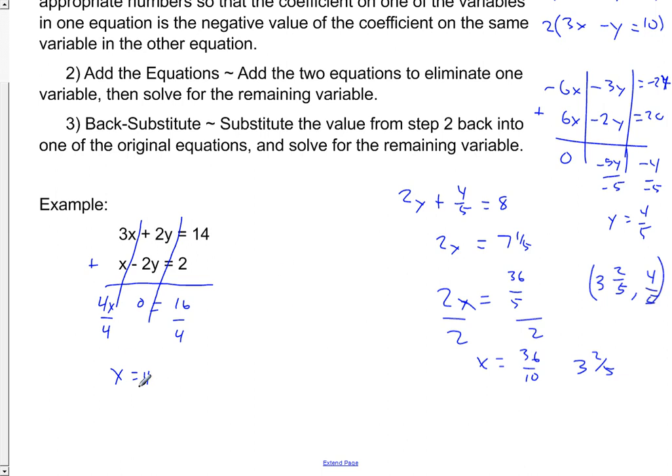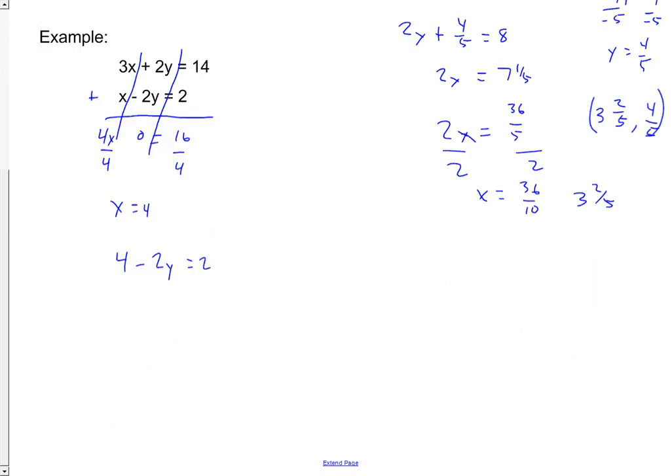When I go to plug that back in, it doesn't matter which equation I choose. I'll go ahead and plug it into the second equation. So I get 4 minus 2y equals 2. I would subtract the 4 to get negative 2y equals negative 2. Divide by the negative 2, and I get y equals 1. So my solution would be 4, 1.